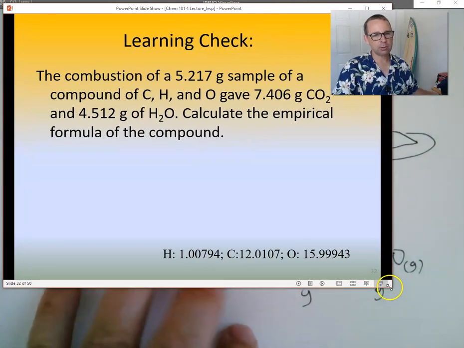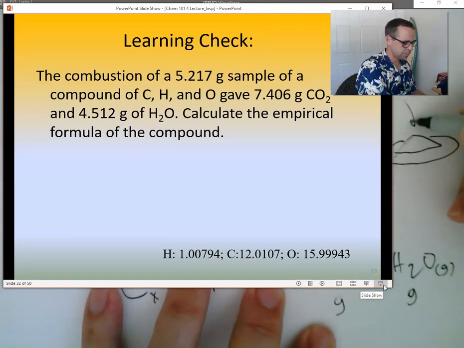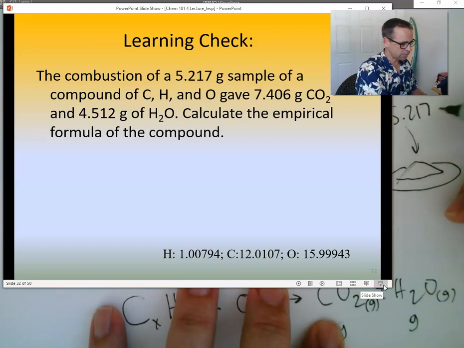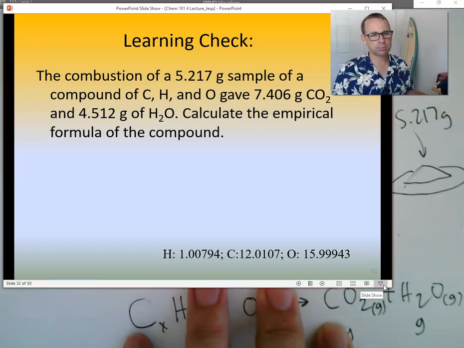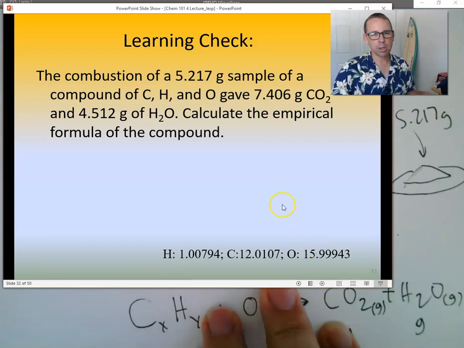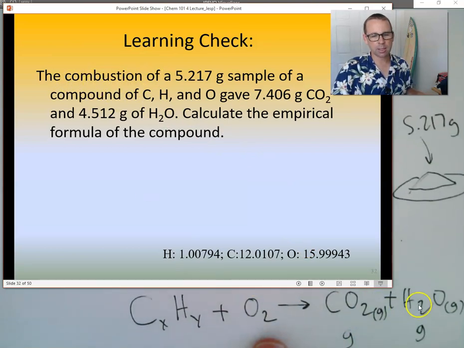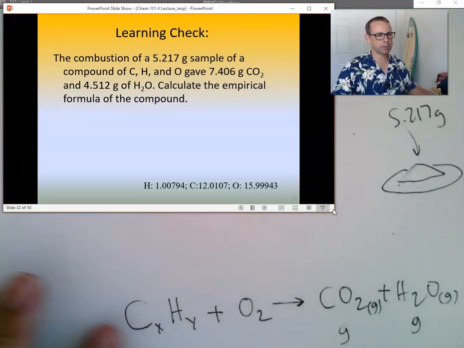If I have a sample of material, 5.217 grams of material, and then I burn it, I combust it. Combust is another fancy word for combining with oxygen to form carbon dioxide and water. I get 7.406 grams of carbon dioxide and 4.512 grams of water, and from that we want to calculate the empirical formula.